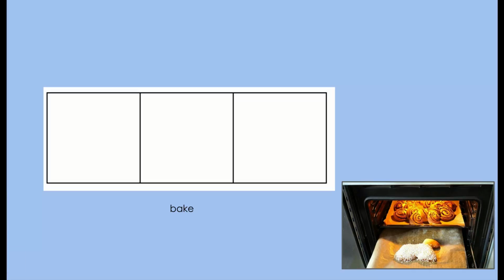Now we're going to practice breaking apart words into their sounds using the sound boxes. The first word we're going to break apart is the word bake, like you would bake cinnamon rolls in an oven. Ready? The first sound in bake is B. Next sound A, and the last sound K. B, A, K. Bake.